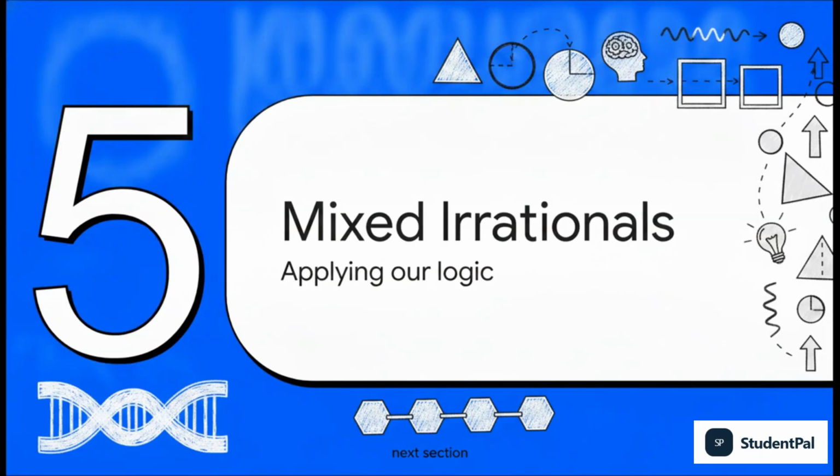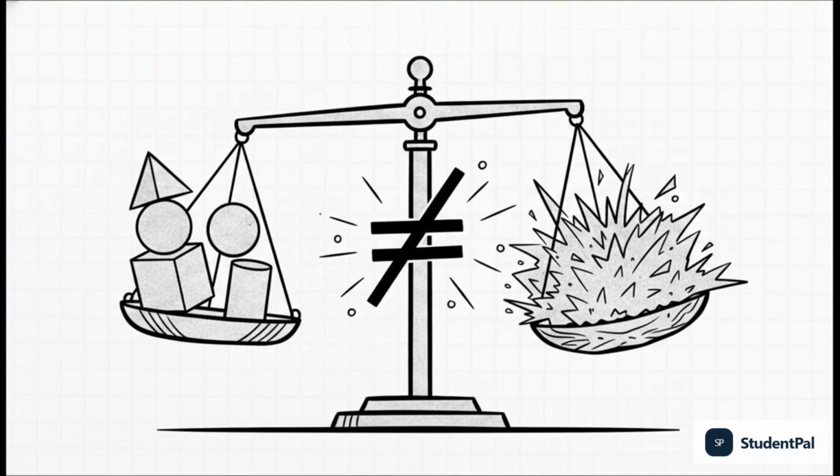Section 5. Tackling mixed irrationals. Okay, the heavy conceptual lifting is done. Now we just get to apply our logic. In example 6 from your book, we need to prove that 5 minus root 3 is irrational. We're going to apply the exact same contradiction logic.